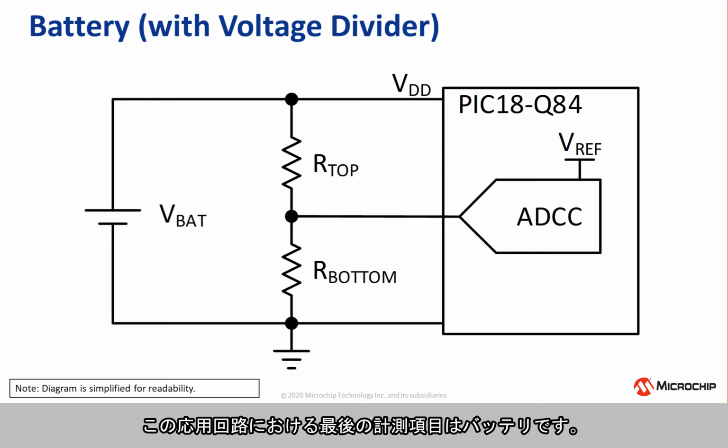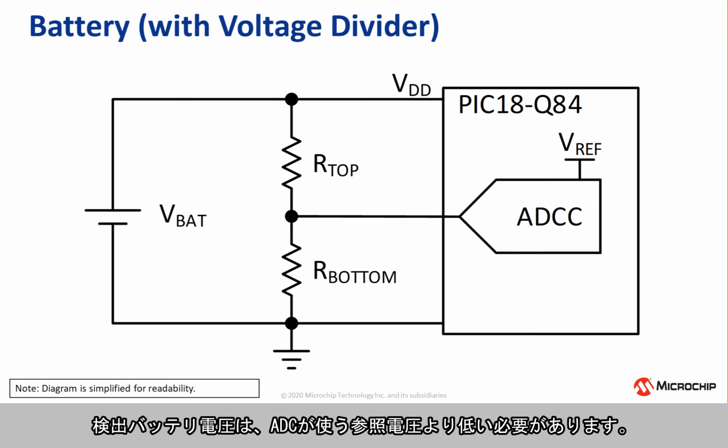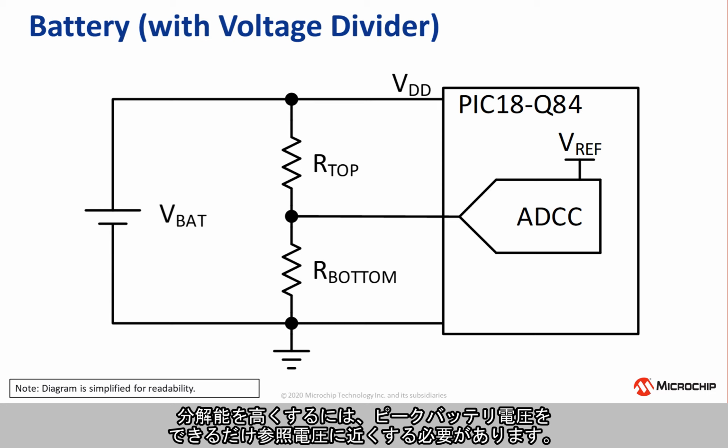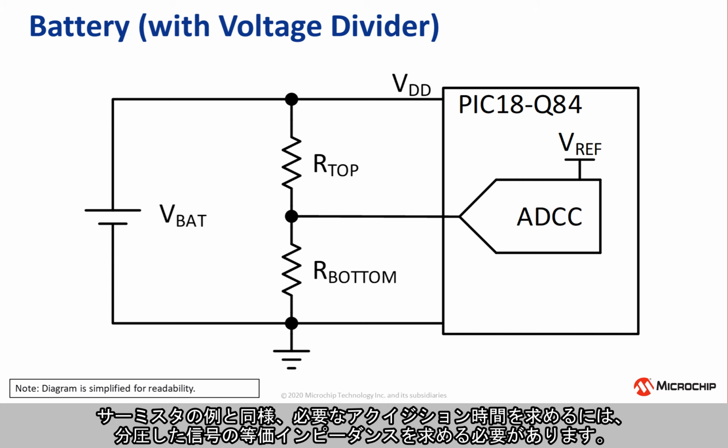The last item to measure in this application is the battery. The sensed battery voltage must be less than the reference used by the ADC. The simplest way to achieve this is to use a voltage divider. To maximize resolution, the peak battery voltage should be as close as possible to the reference level used. Like the thermistor example, the equivalent impedance of the divided signal must be found to determine the required acquisition time.